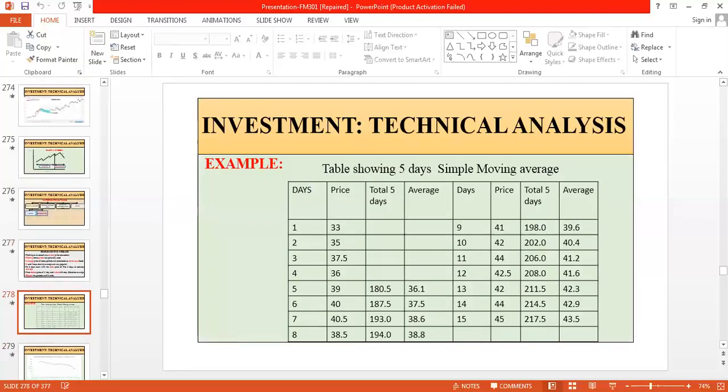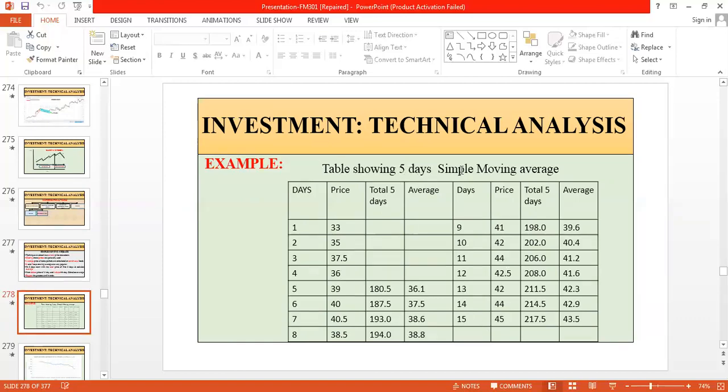So this process has been explained here with the help of an example. In this example, we have taken the price for 15 days. This is 1, 2, 3, 4, 5, 6, 7, 8 days, and now 9, 10, 11, 12, 13, 14, 15 days. Actual prices are given in the second column: 30, 35, 37.5 and onward, and here 41, 42, 44, and onwards.